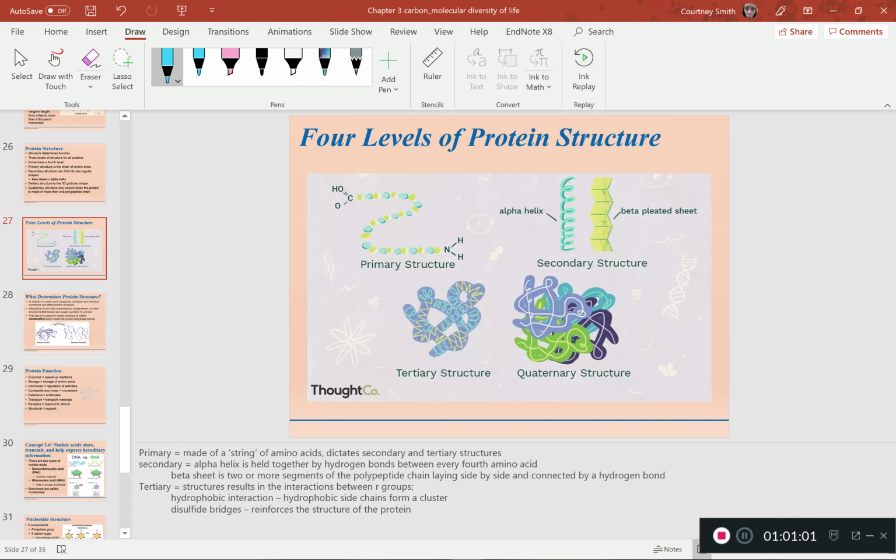So with primary, it's literally just a string. If you think of a shoelace, you just have one long string, and then you want to go to the secondary, so what you'll do is start twisting it. You can twist it and get that alpha helix, or if you fold that shoestring, you can get beta pleats. In order to get a secondary structure, there has to be hydrogen bonding, so hydrogen bonds are occurring.